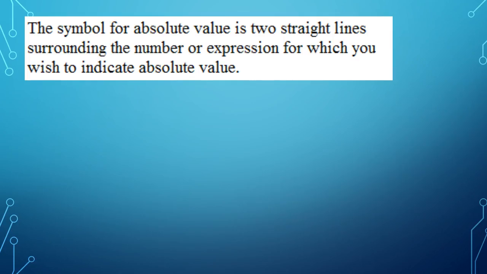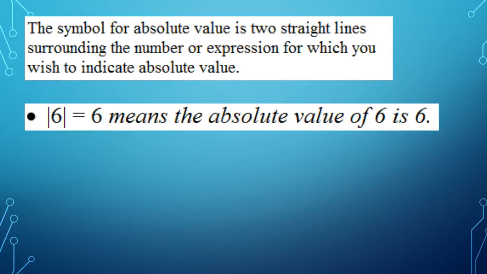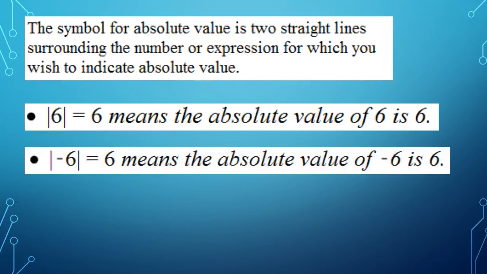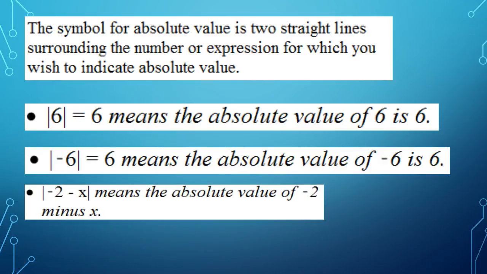The symbol for absolute value is two straight lines surrounding a number or an expression for which you wish to indicate the absolute value. Like this. See the two lines next to the 6? Right here and here? That is showing you that it means absolute value. I would read that as absolute value of 6 equals 6. The absolute value of negative 6 is 6, which is like I just read it.